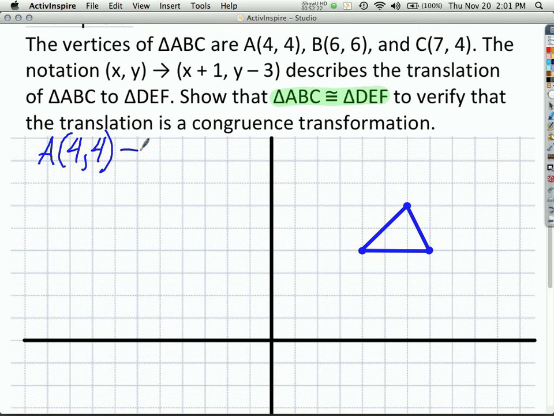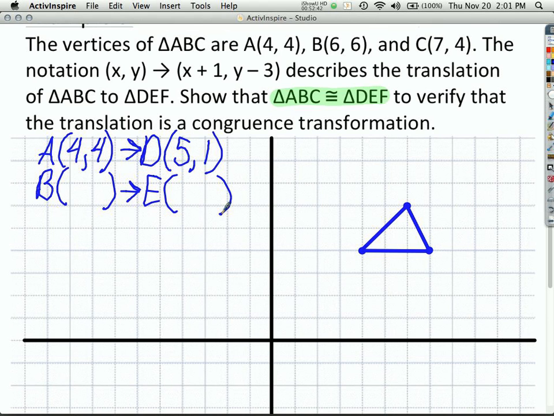A is going to transform into D, which is going to be 5, 1? Or can you do that mentally? Do you want to do it all at once? Or do you want to do one at a time? I leave it up to you. You decide. I'm going to do it all at once here.